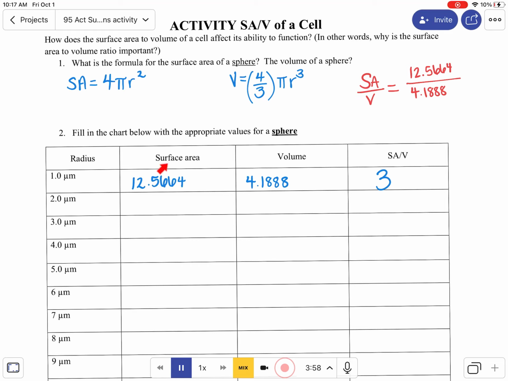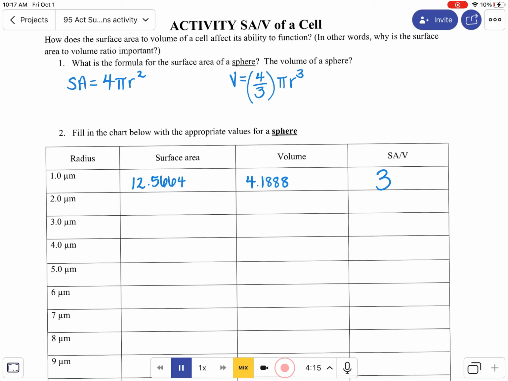Sometimes College Board will ask you just to calculate the surface area. Sometimes they'll ask you to calculate just the volume. Sometimes they will ask you for the ratio itself, so having practice with all of these is a good idea. Let's practice one more together.